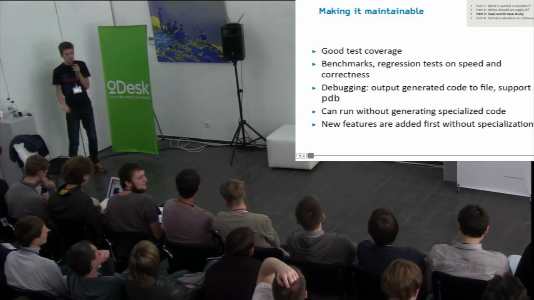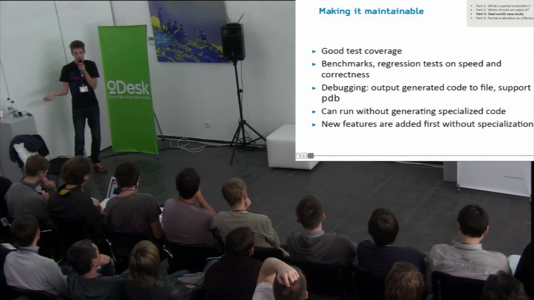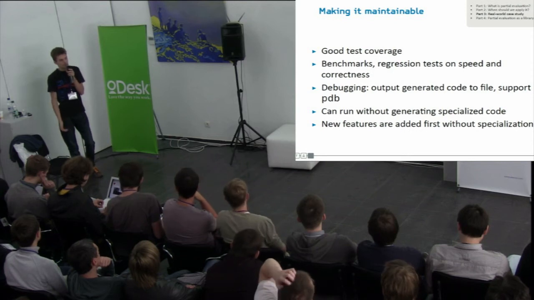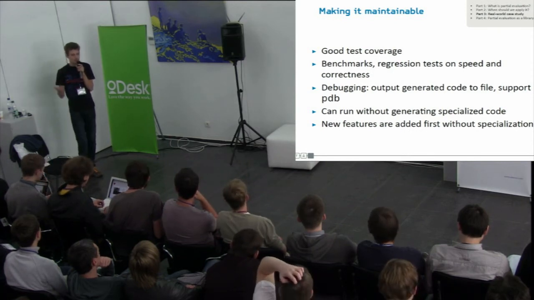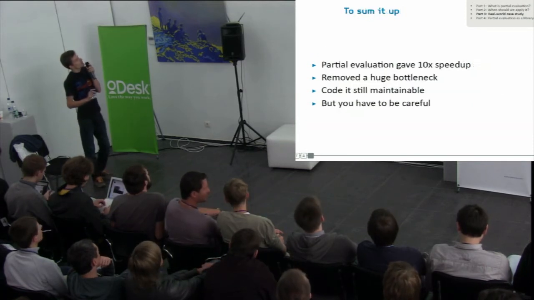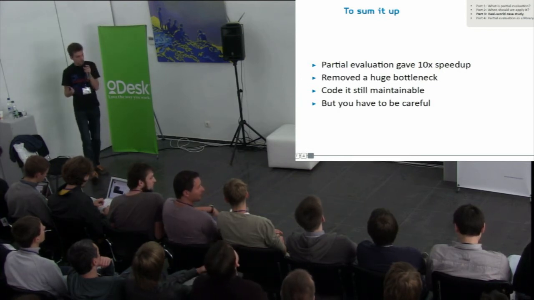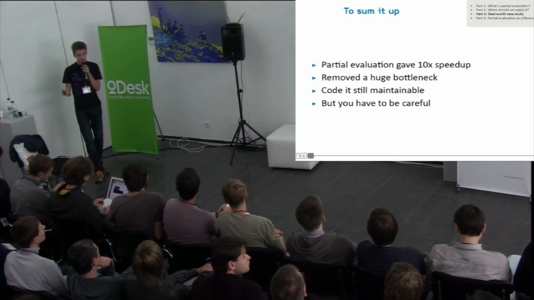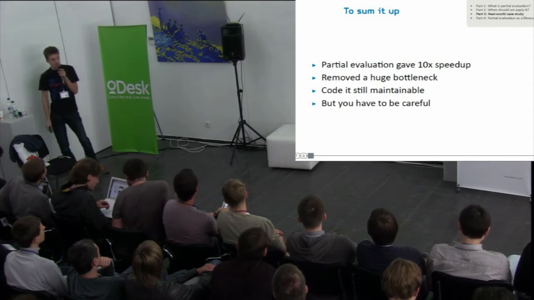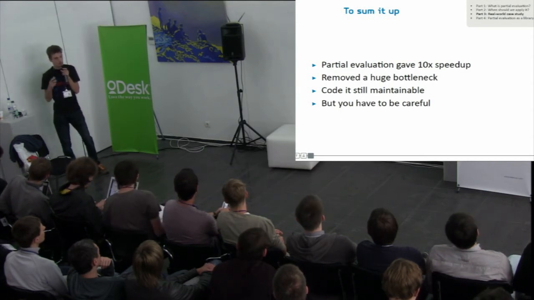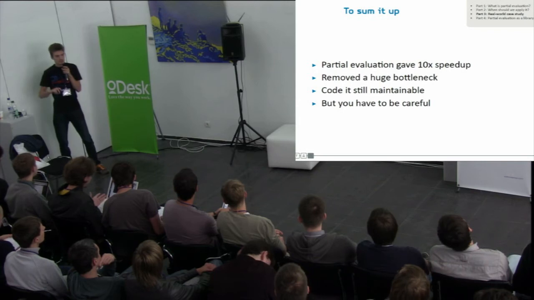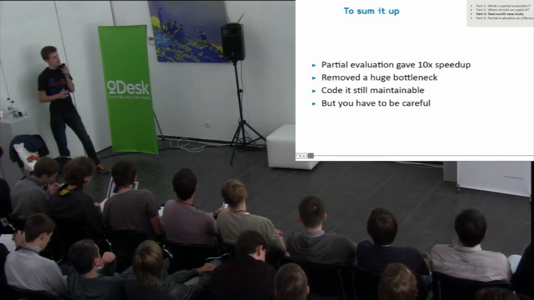And maybe for some new features, you don't want to do specialization if they are rarely used or are not performance critical. So for us, it was really important that we keep both specialized and non-specialized versions around. Okay, to sum it up, partial evaluation can be really beneficial for you. It can speed up your program a lot, but you have to be careful. You have to approach it knowing what is ahead of you. So you'll have to write tests.